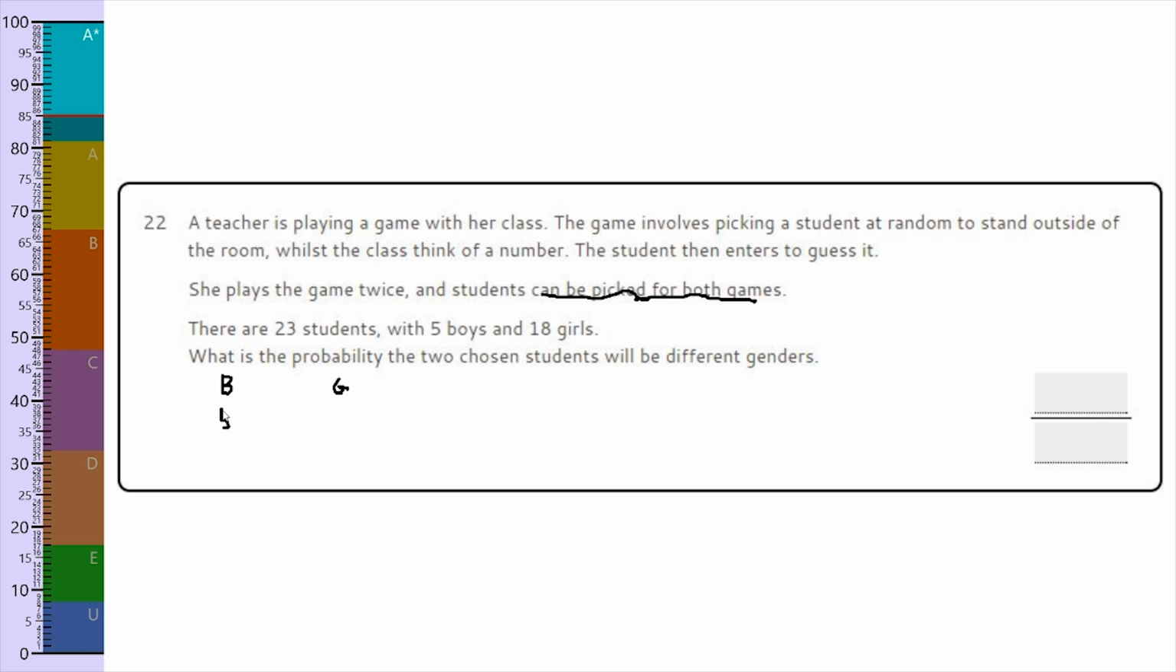Probability of a boy is 5 over 23. Probability of a girl is 18 over 23. Times them together because it's the probability of a boy and girl, and the word and in probability means times. Now I'm going to do something I haven't done so far. I'm going to actually times these properly. So 23 times 23.